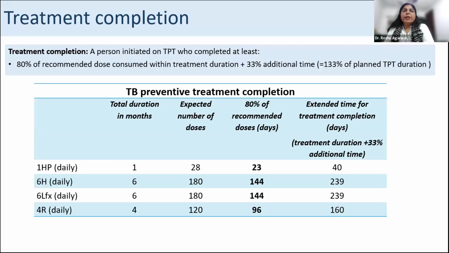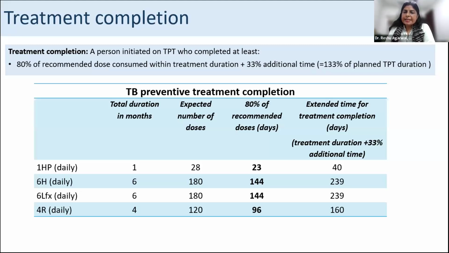Now, coming to the definition of treatment completion, what is treatment completion? The principle of defining treatment completion is that the patient should have completed 80% of the doses of the given regimen, whatever regimen you are providing, within an additional 33% of the time. Suppose you are giving 1HP, that means the person should have taken 23 out of 28 doses. The actual duration of the treatment is 28 days, but here you get a buffer and the actual time comes out to be 37 days, but just to round it off, if within 40 days the patient has taken more than 23 doses, we define this as treatment completion.